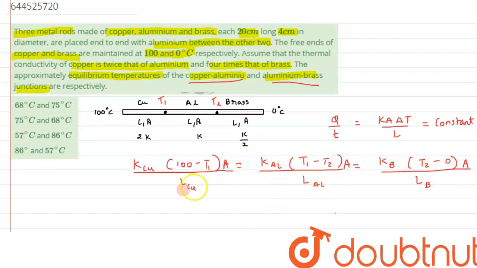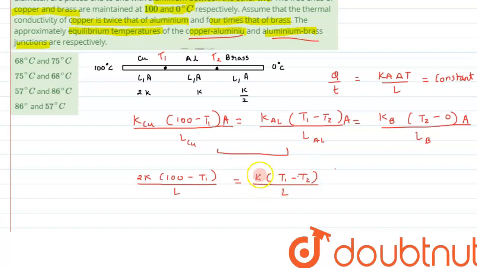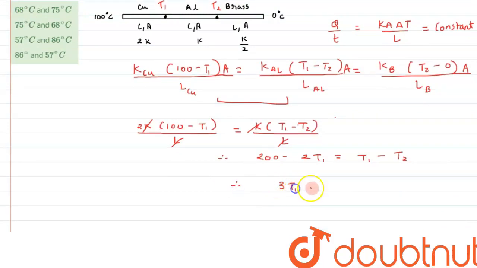We will form equations in terms of T1 and T2, and then get the values of T1 and T2. Let's first take the first two. For copper, K is given as 2K, so 2K times (100 minus T1), and A gets cancelled from both sides, divided by L, equals K for aluminium, K only, times (T1 minus T2), divided by L. K and L get cancelled out, therefore 200 minus 2 T1 equals T1 minus T2. So 3 T1 minus T2 equals 200. Let's call this equation number 1.